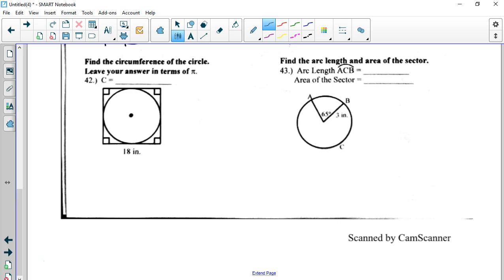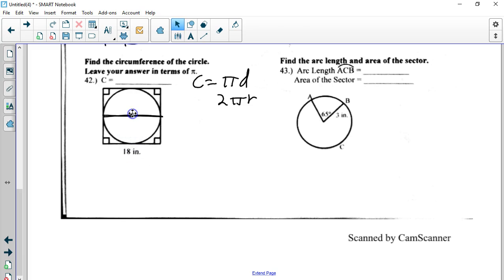Alright. So, circumference is equal to pi times diameter, or 2 pi r. This is actually pretty easy. 18 is this line right here. Well, guess what? That's also the diameter. It also has a radius of 9. It says leave in terms of pi, so literally all I have to do is put 18 right here, or 9 right there. And what's 2 times 9? 18 pi.